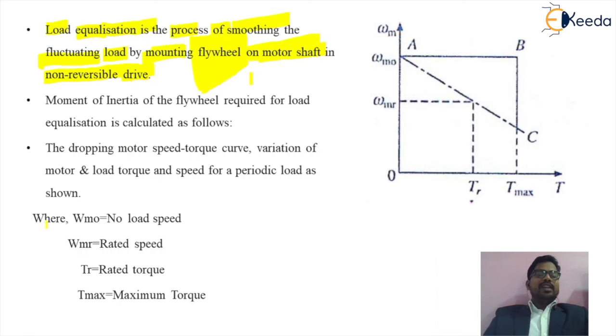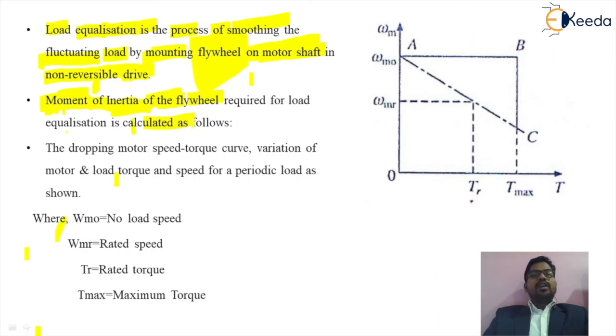So basically, the very important concept while we are connecting a flywheel is that we want to find out what will be the J. The J means the polar moment of inertia of your electrical drive. So we want to calculate the value of J. The value of J in concern with your electrical drive system is a very important concept. This will be treated as a priority for your electrical drive. So the moment of inertia of the flywheel required for load equalization can be calculated.